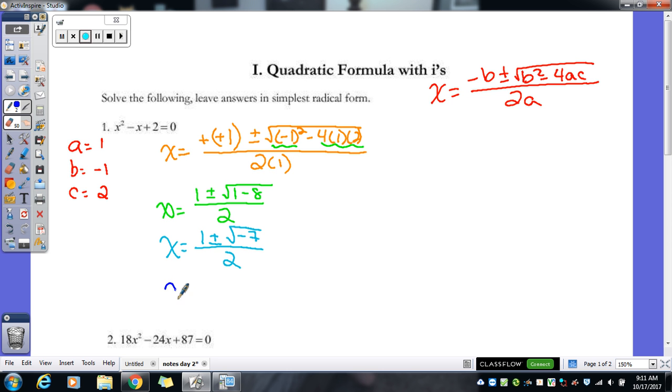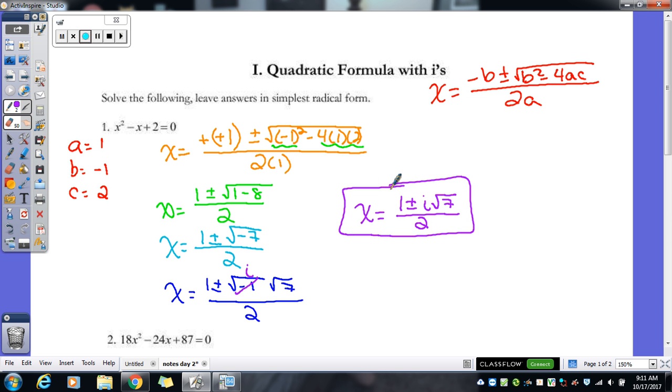So again, for that negative 7, I'm going to separate it into negative 1 and 7, all over 2. There is no other perfect square that goes into 7. 7 is a prime number. And that negative 1 turns into a what? An i. So we get x equals 1 plus or minus i radical 7 all over 2. And that ends up being our final answer. We can't reduce that anymore.